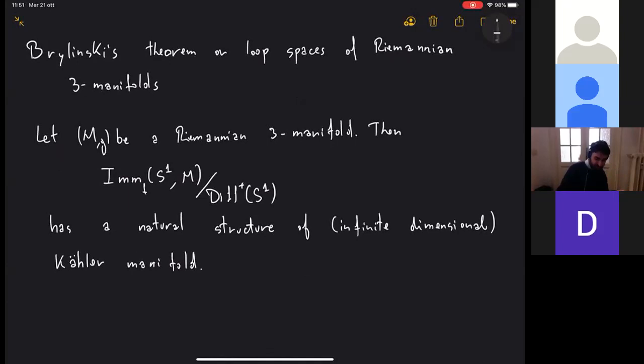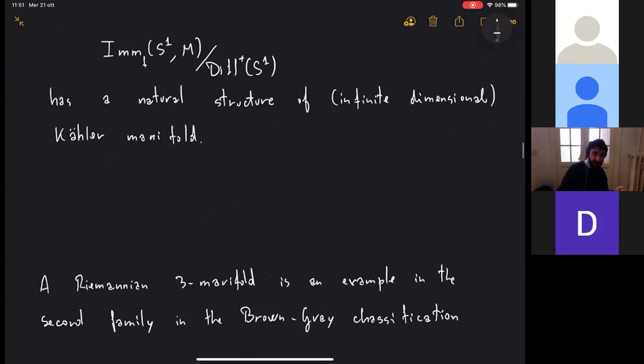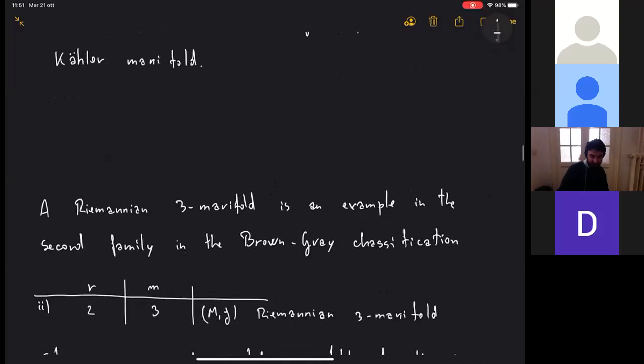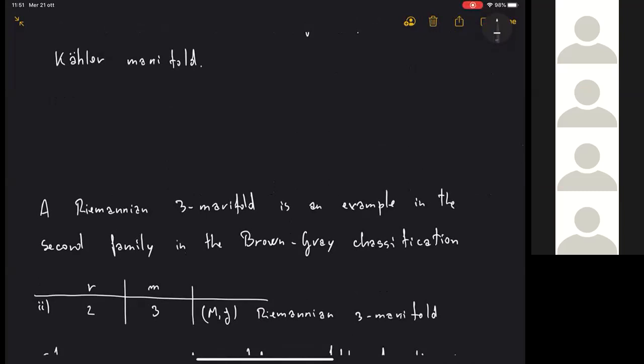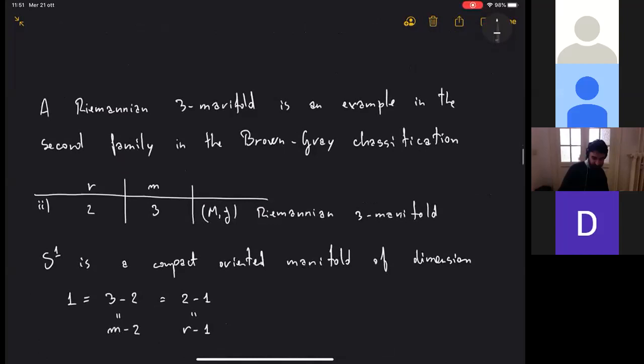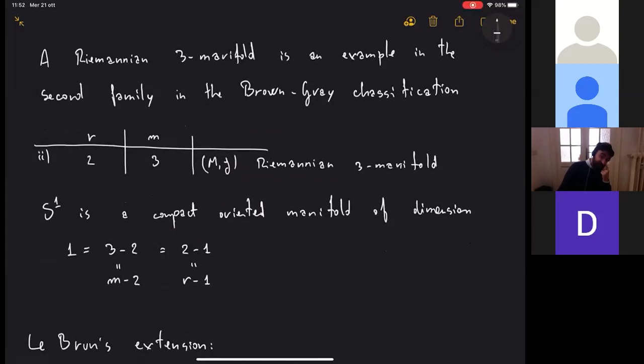So a Riemannian 3-manifold, as the one in the statement of Brylinski's theorem, is actually one example in the second family of the Brown-Gray classification. This corresponds to having R equal 2 and M equal 3. And S1, the manifold I'm mapping to M, has dimension 1. So it is a compact oriented manifold whose dimension equals M minus 2, that is 3 minus 2, or 2 minus 1. So if I think of 1 as 3 minus 2, then I'm thinking of S1 as a codimension 2 manifold in M.